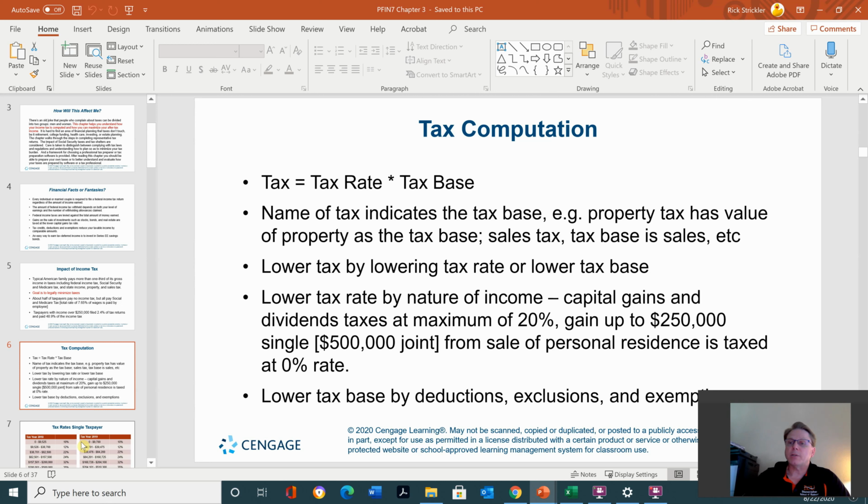Lower the tax rate by the nature of income: capital gains and dividend taxes are at a maximum of 20%. So if you're at the highest tax bracket of 37% and you change how you get your income to make it capital gains, now all of a sudden that 37% tax rate falls to 20% on the money gained by having it like that.